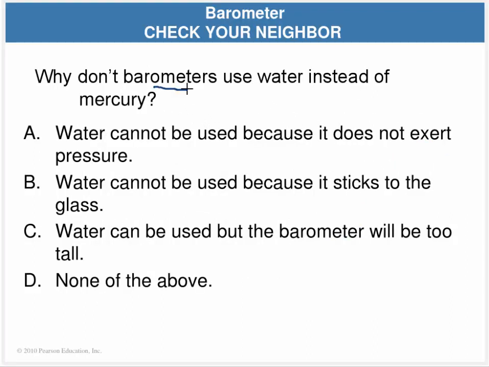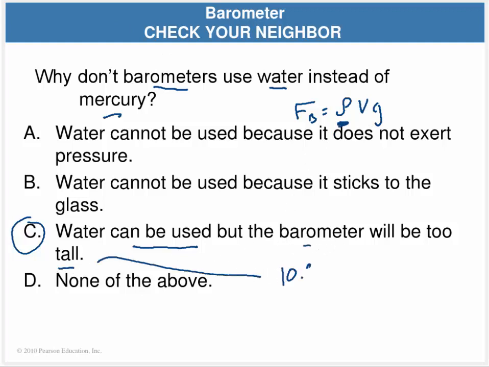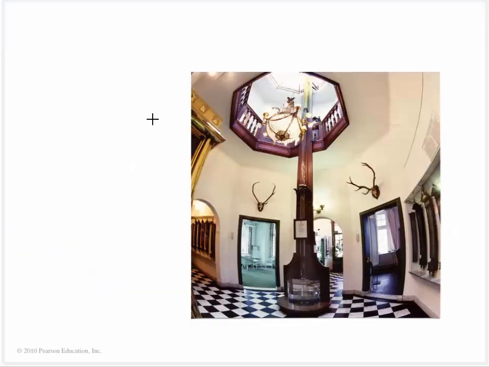Now, you may be asking yourself, how come barometers don't use water instead of mercury? Well, it turns out that water can be used, but it's going to be too tall. If you think about the buoyant force, it's going to be density times volume times gravity. The density of water is far, far less than the density of mercury, so it's going to be far too tall, and actually it's going to be 10.3 meters. Now, you can actually build water barometers, so here's one right here, but in reality, this thing's about 30 feet high, so not very practical.